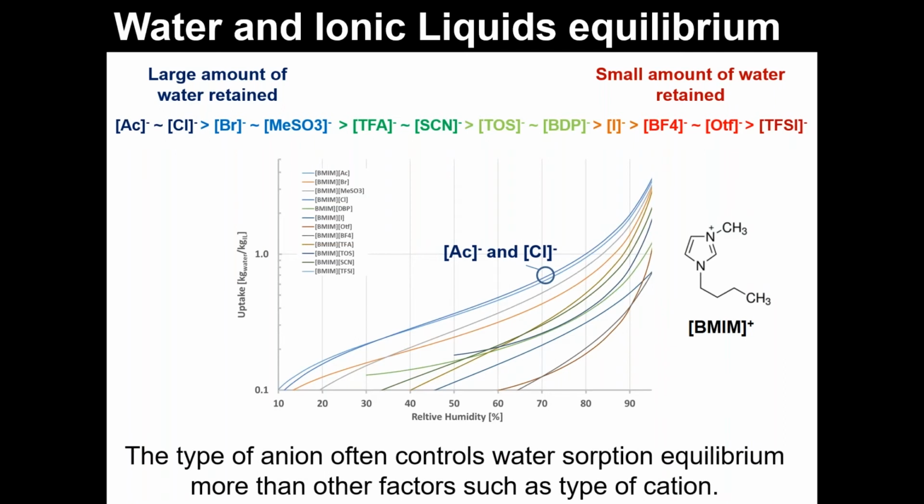So the message in this slide is that the type of anion often controls water absorption equilibrium more than other factors, such as the type of cation.